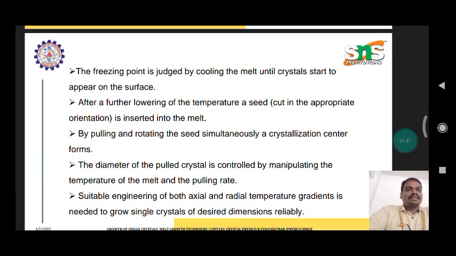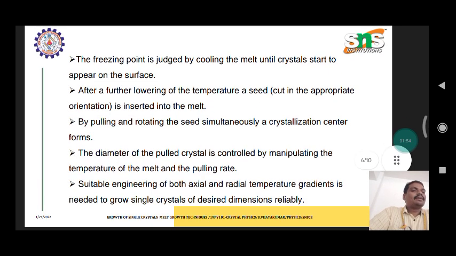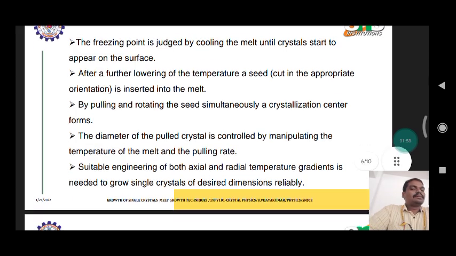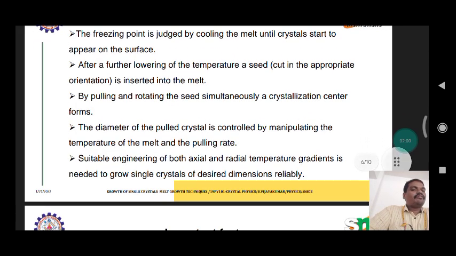After a further lowering of the temperature, a seed is inserted into the melt. By pulling and rotating the seed simultaneously, a crystallization center forms. The diameter of the pulled crystal is controlled by manipulating the temperature of the melt and the pulling rate. Suitable engineering of both axial and radial temperature gradients is needed to grow a single crystal.